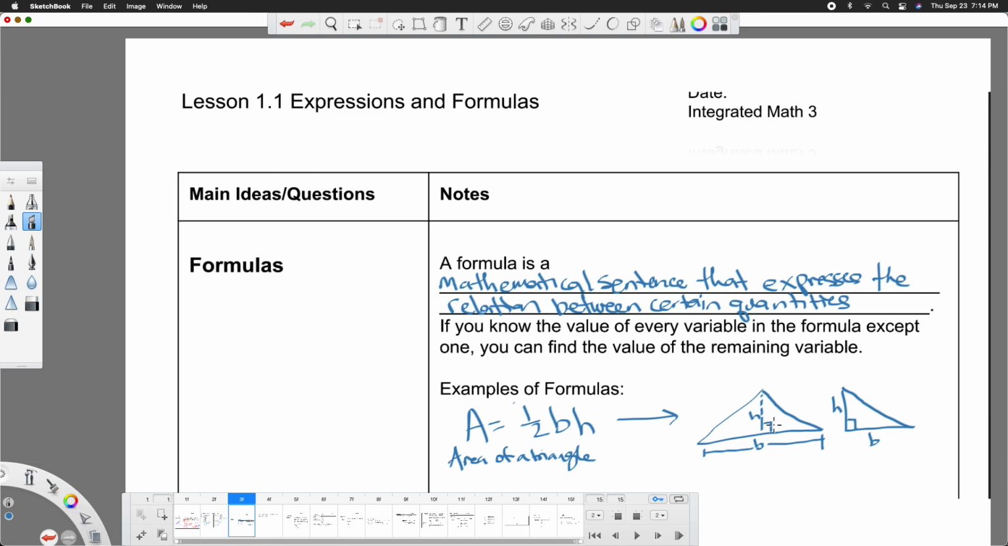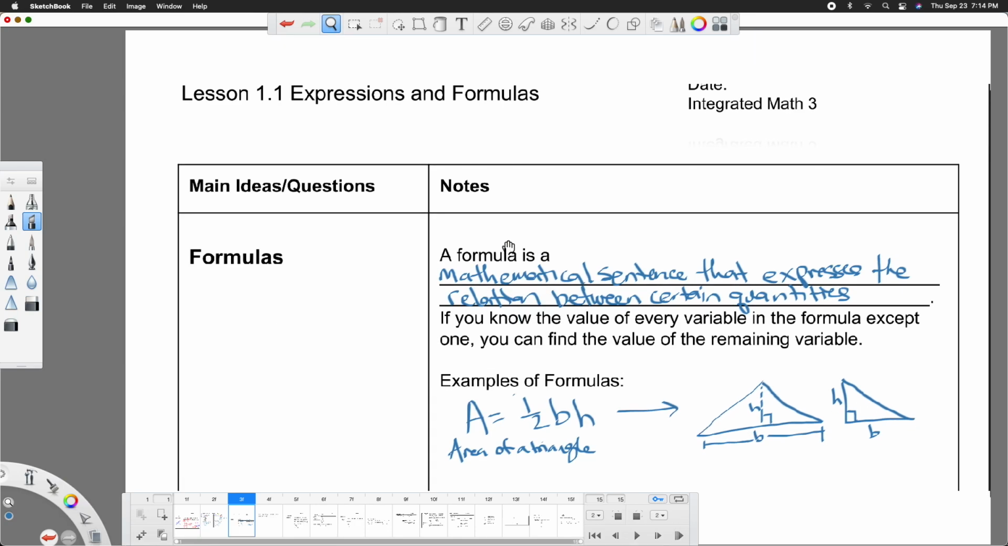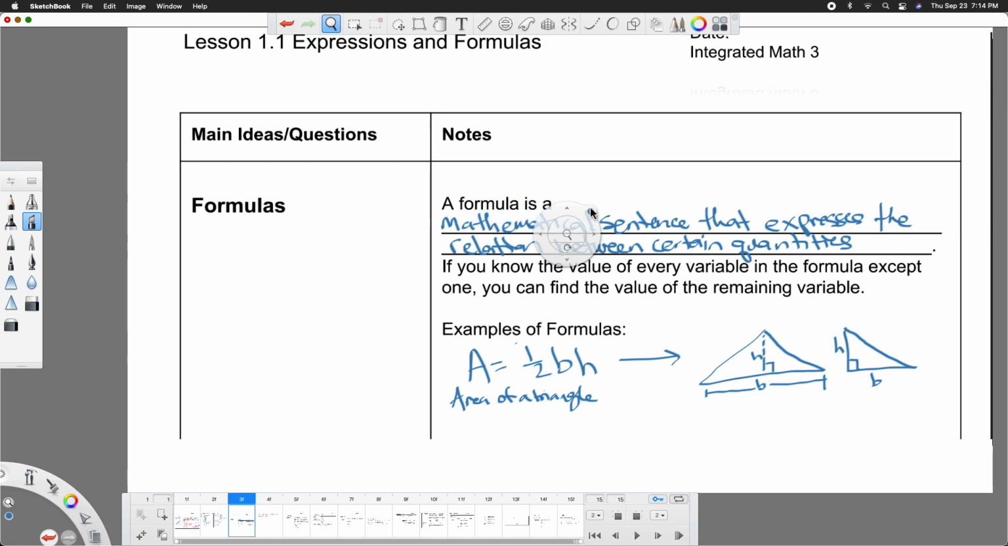So it needs to be perpendicular to the other side. All right, so that's just showing you a visual of that one. Another one could be, say, the volume of a cone, right? So that would be V equals 1/3 pi r squared h.